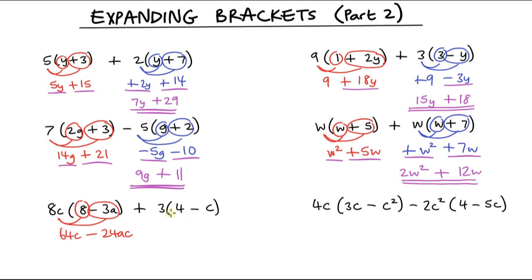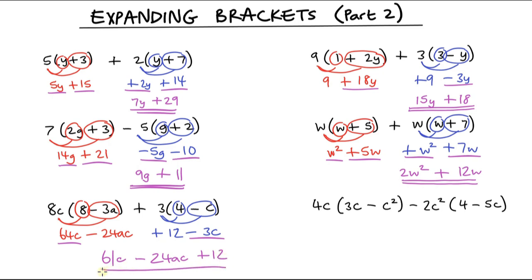And then our second bracket. We've got 3 times 4. Well, that's plus 12. And then 3 times negative c, that's negative 3c. So let's simplify this. We've got 64c minus 3c. Well, that's going to be 61c. And then we can't simplify these two things, so we don't have any other like terms. So we've just got 61c minus 24ac plus 12. So we've actually got 3 terms for this one, and that is our final answer.